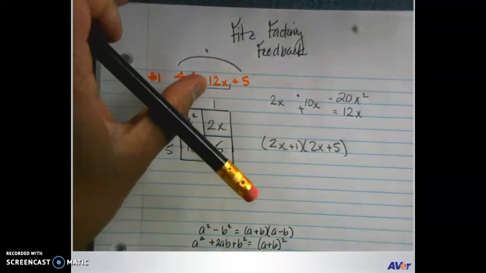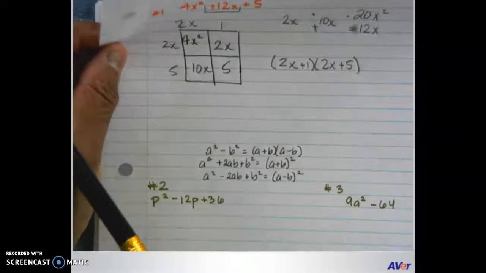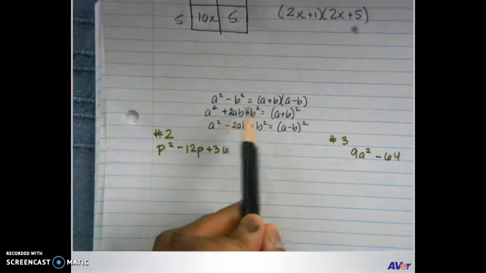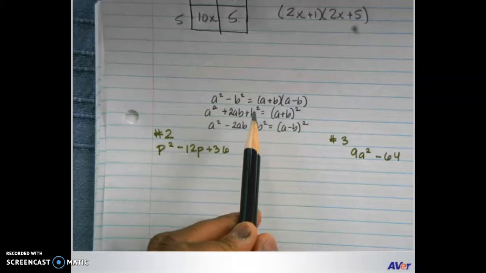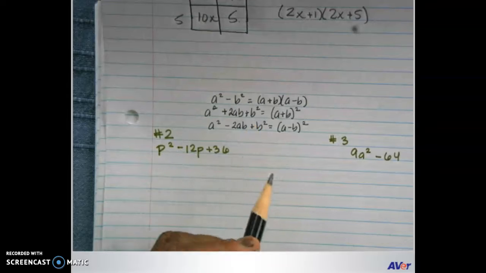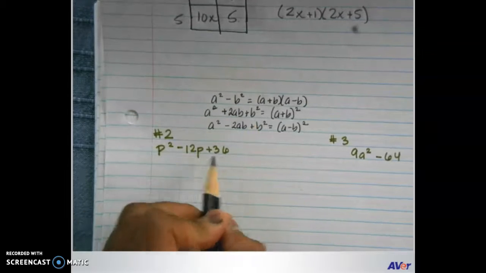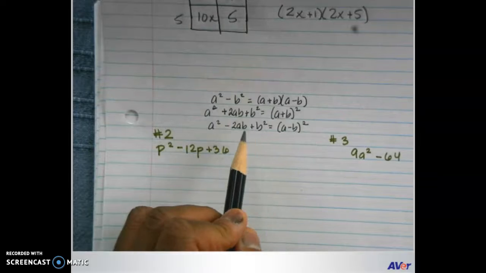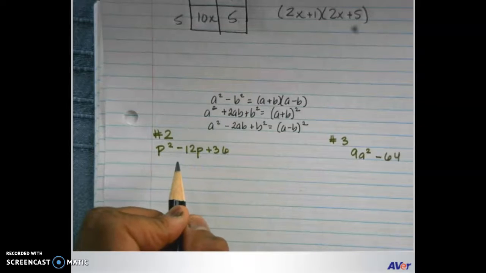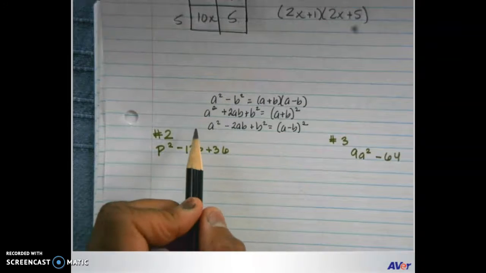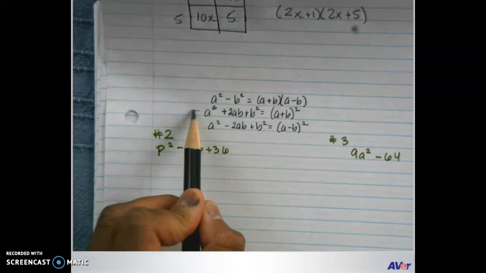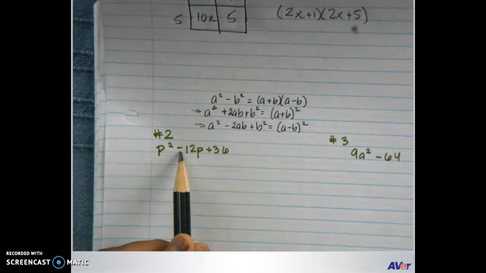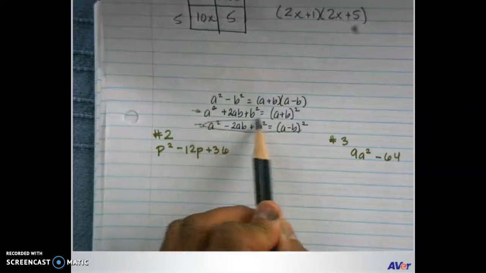Okay, for the next part of the Fitz feedback, I was trying to see if you could identify the correct special pattern. So here were my special patterns that we had learned before, and these are the two examples that we had. So for number two, it starts and ends with perfect squares. That's how I know I can use this. And so I have p squared and 36. It's a trinomial, so my options are going to be this one or this one. And because this is subtraction in the middle, I'm going to go for this one.